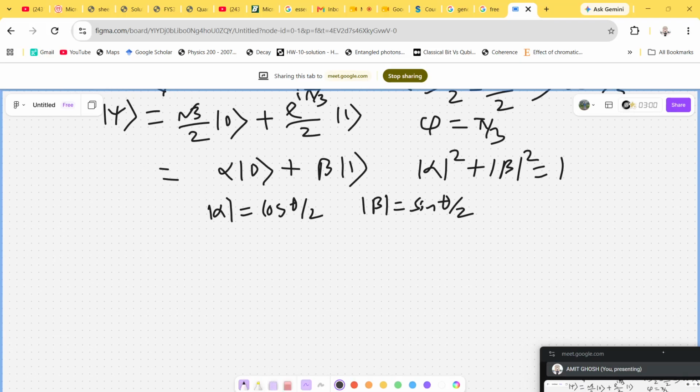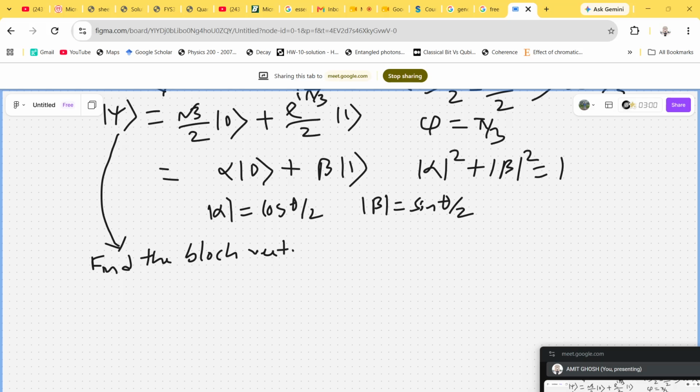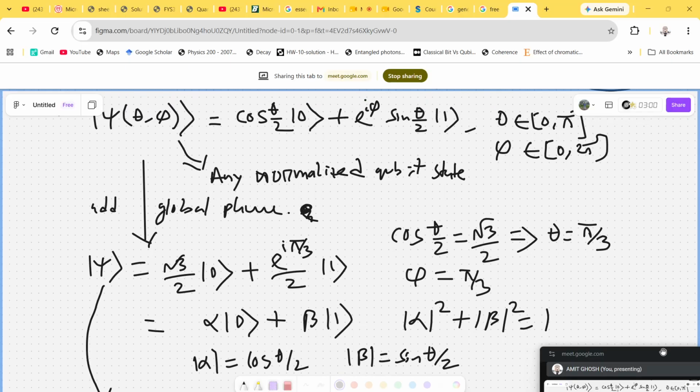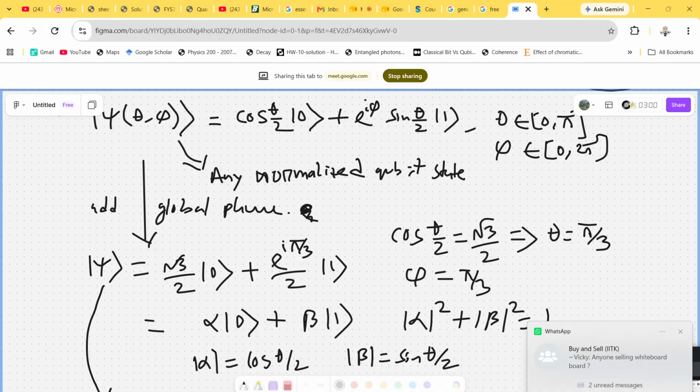So your state is given by this. Now you are asked to find the Bloch vector of this. Now in general, suppose your general state is given by psi(theta, phi) equals cos(theta/2)|0> plus e^(i phi) sin(theta/2)|1>. Now what will be the Bloch vector of that?